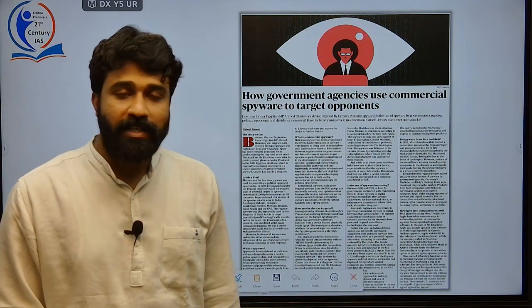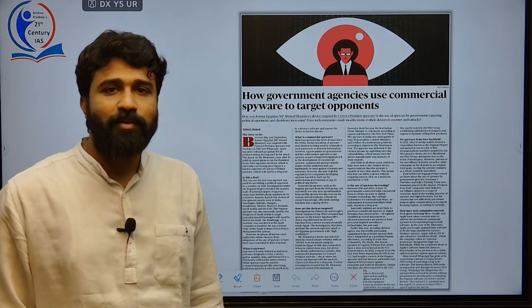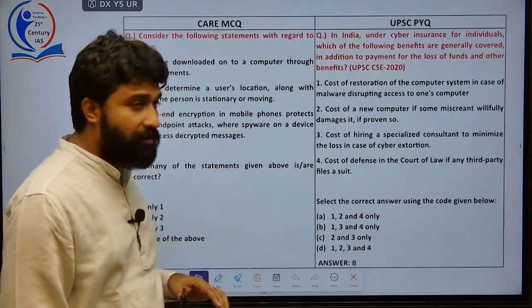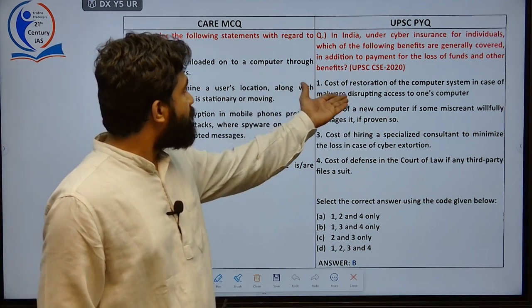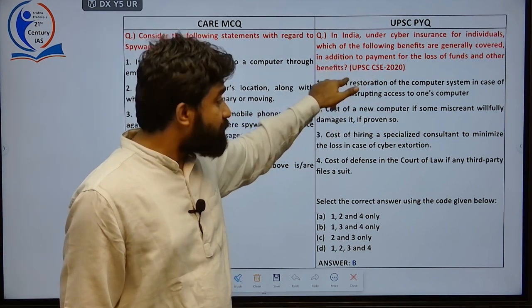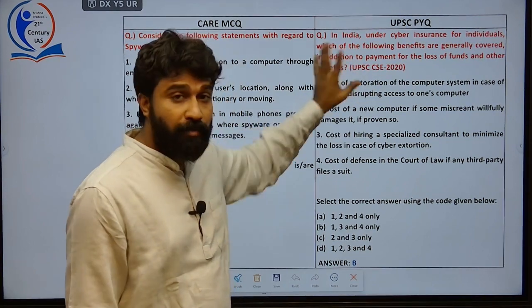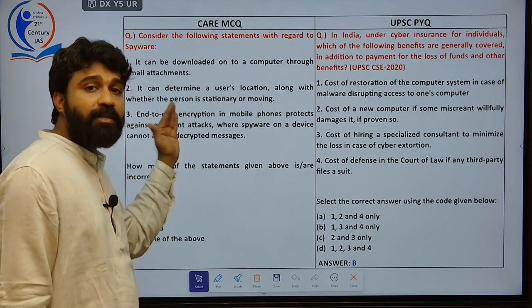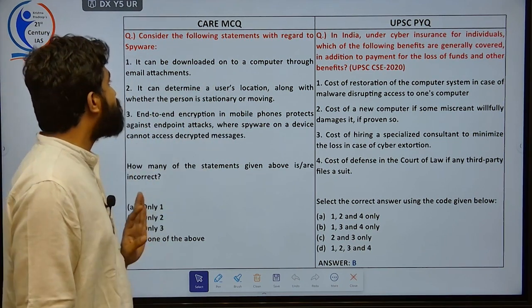However controversial it is, you need to rely on only the technical aspects here. Here the technical aspect is about spyware, because there was a question regarding cyber insurance for individuals, and the benefits awarded out of it, in the 2020 UPSC CSE. Therefore, we have asked a similar line of question: what are the threats associated with such kind of spyware.